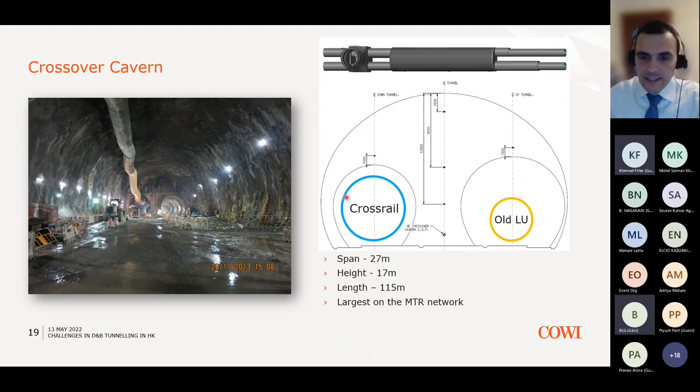Here in this sketch, you can see how the cavern profile, which is this, along with the two single track running tunnels, compare against some typical tunnel profiles in London. So on the left hand side, this is the Crossrail profile, the new Elizabeth line. It's not exactly to scale, but it gives you an indication of the magnitude. And this is the old London Underground tunnels. It's just to show the difference in the magnitude of the excavation.